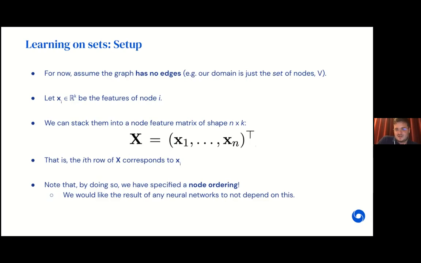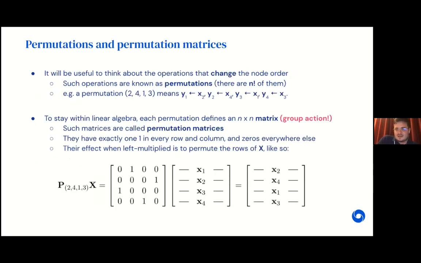And we would actually want the result of any neural network applied over this feature matrix X to not depend on the specific order we chose. And in mathematics, we have a very nice way of reasoning about what are the operations that change the order of the nodes. That is the concept of a permutation. And for a set of n elements, there are n factorial many of them.